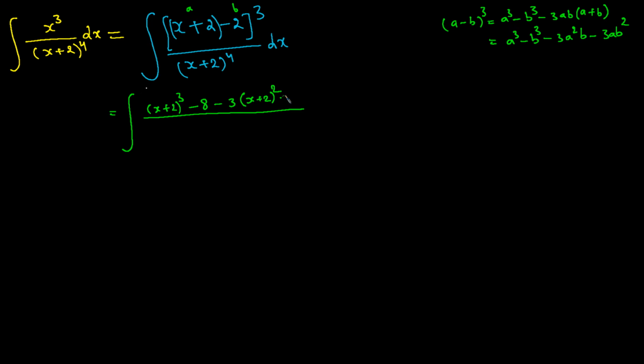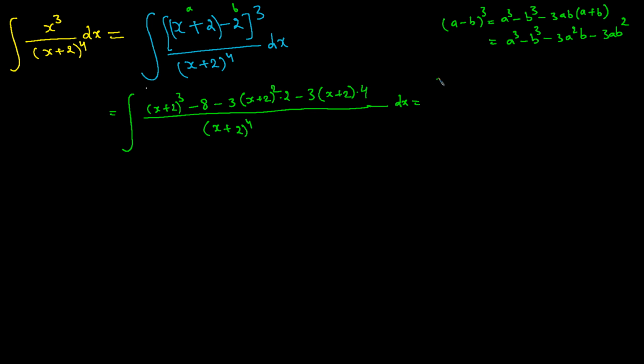I'm gonna multiply it by 2 over here. Then we got minus 3 into a, which is x plus 2, and into b square. B is 2 and 2 square is 4, right? And in the denominator I got x plus 2 raised to power 4 dx.